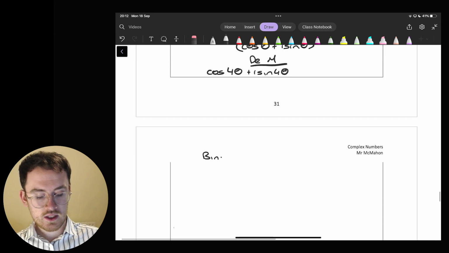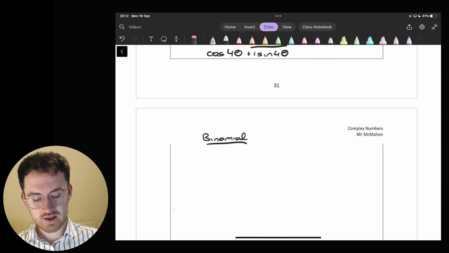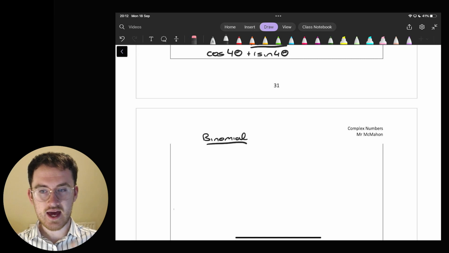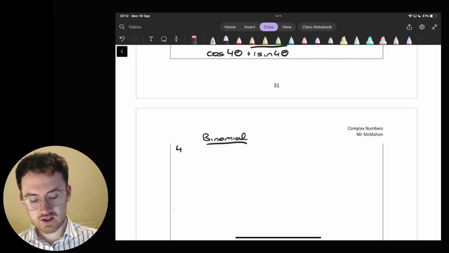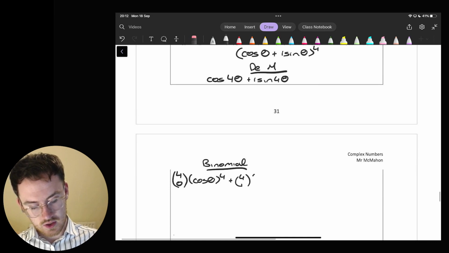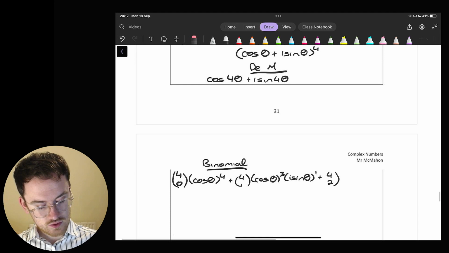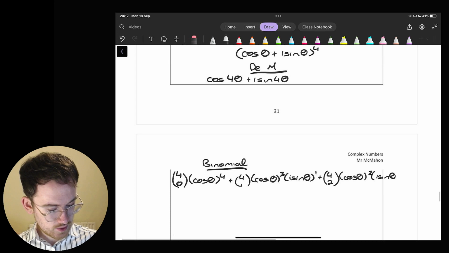The binomial one might be a little bit more hassle for us to remember. So remember that your binomial expansion starts with however many choices we're looking at. We're looking at 4, so we start with 4 choose 0. We will start with cos theta to the power of 4. Then we have 4 choose 1. We would have cos theta to the power of 3, and we consider the i sine theta to the power of 1. We have 4 choose 2. We have cos theta to the power of 2. We have i sine theta to the power of 2.